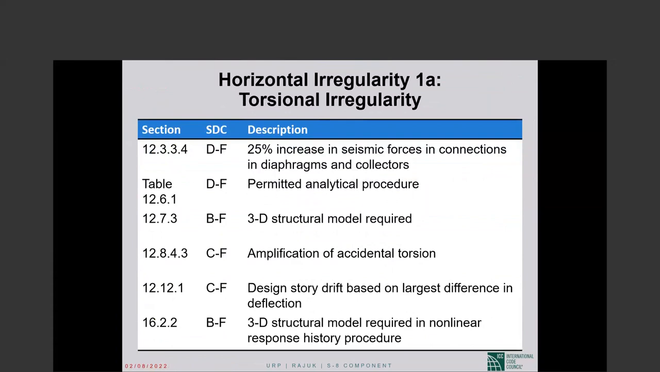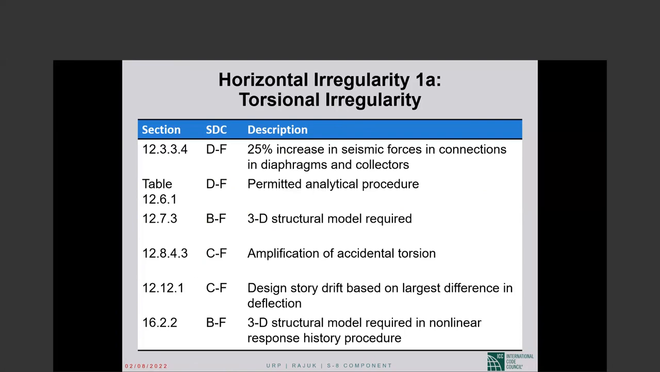The requirements sometimes apply to, not all of them are for all seismic design categories. This requirement applies in seismic design categories D through F. This one, however, B through F. So that column is kind of important. Now here comes the long paragraph in BNBC.